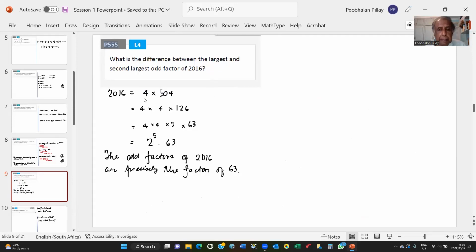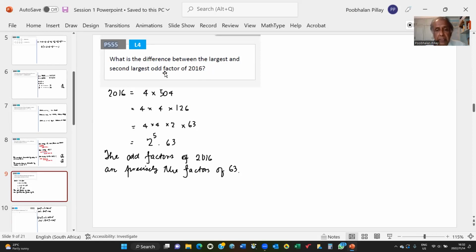This question says, what is the difference between the largest and the second largest odd factor of 2016? So you're looking at the number 2016, and you're looking at the factors of 2016. And amongst all the factors, you're looking for the odd factors, those factors which are odd numbers.